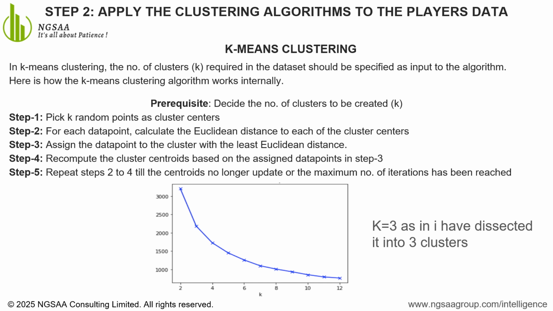2. Select K random points as initial cluster centroids. 3. Calculate the Euclidean distance of each data point, or player, to the cluster centers. 4. Assign each player to the nearest cluster. 5. Recalculate cluster centroids based on new assignments. 6. Repeat until centroids stabilize or the maximum iterations are reached.